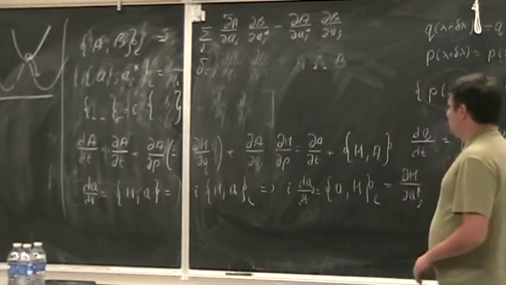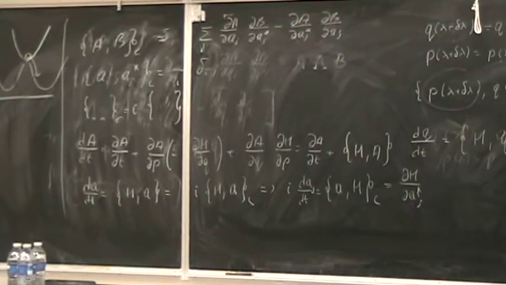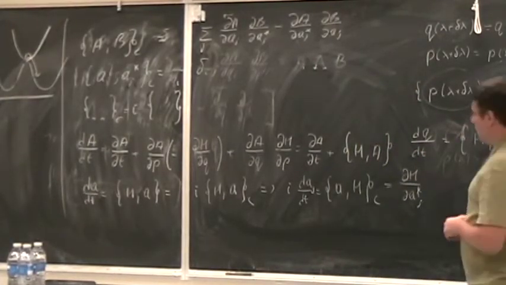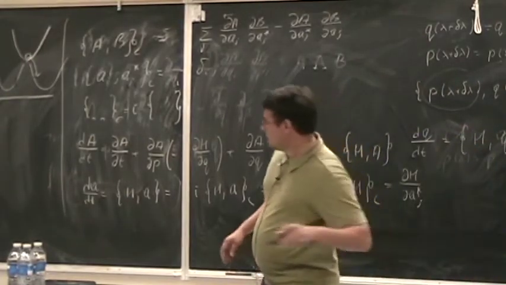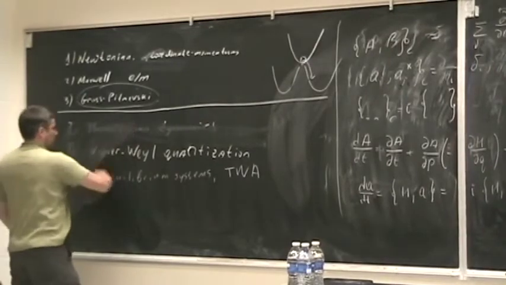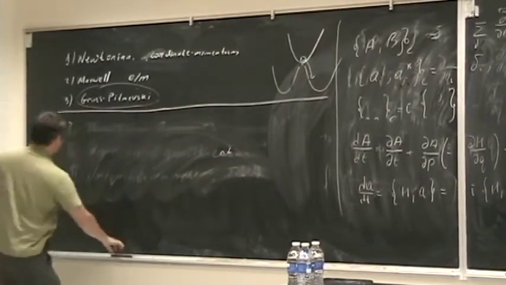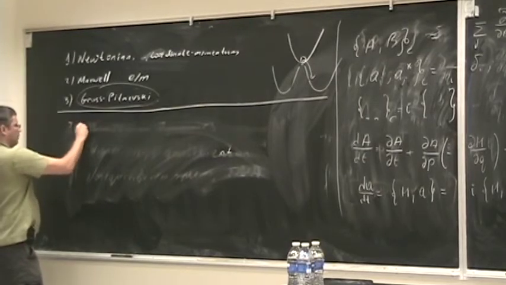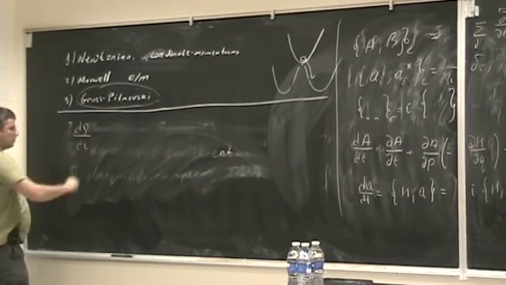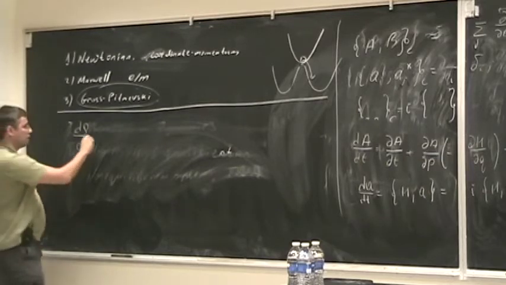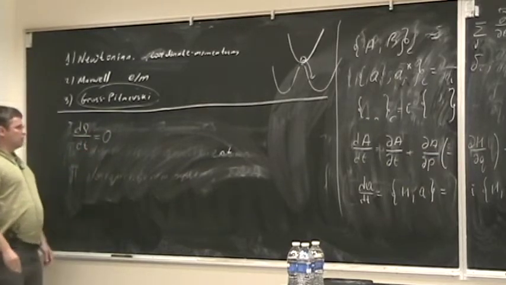Okay. So finally, let me write equations for probability distributions, and then I'll be done with the classical part. So again, we know that probability is conserved. There's nothing you can do about it. So this full derivative is zero.